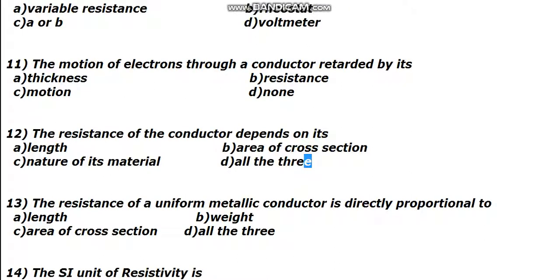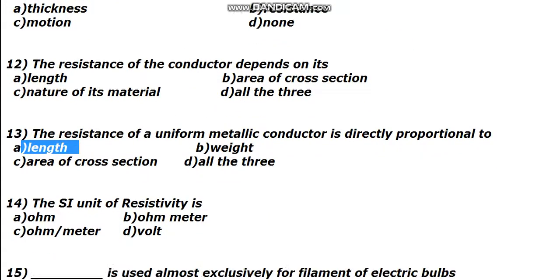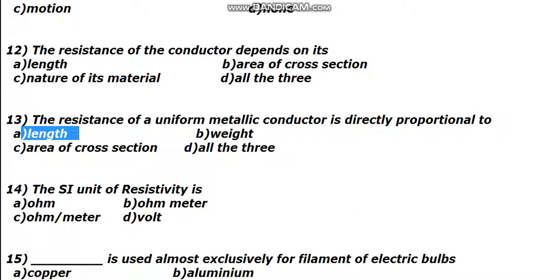Next, look at this one. The resistance of a uniform metallic conductor is directly proportional to what? These are the factors on which it depends, but it is directly proportional to its length. Okay, the SI unit of resistivity is given by ohm, or ohm meter, ohm per meter, or volt. See, resistivity is different, resistance is different, resistor is different. The SI unit of resistivity is ohm meter.